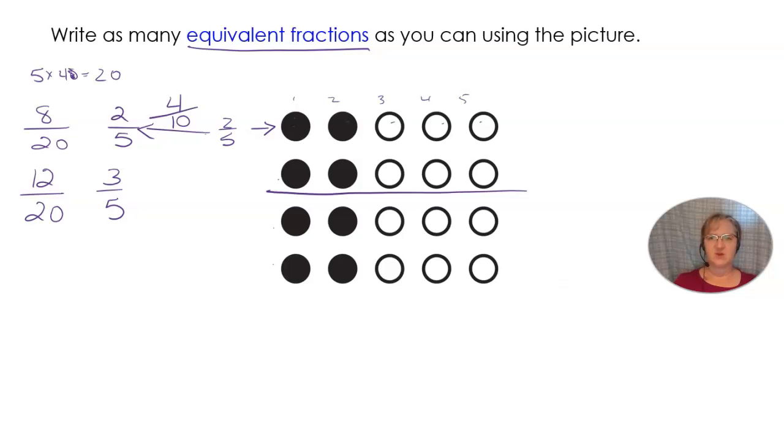If we do the same thing on the bottom, 12/20 divided by 2, 12 divided by 2 would be 6. 20 divided by 2 would be 10. So 6/10 would also be an equivalent fraction for the number of dots that are not shaded.